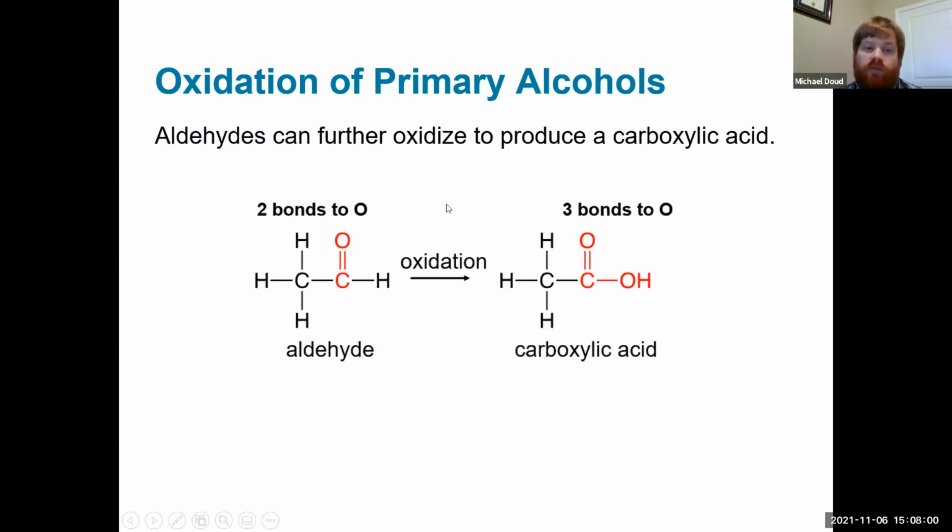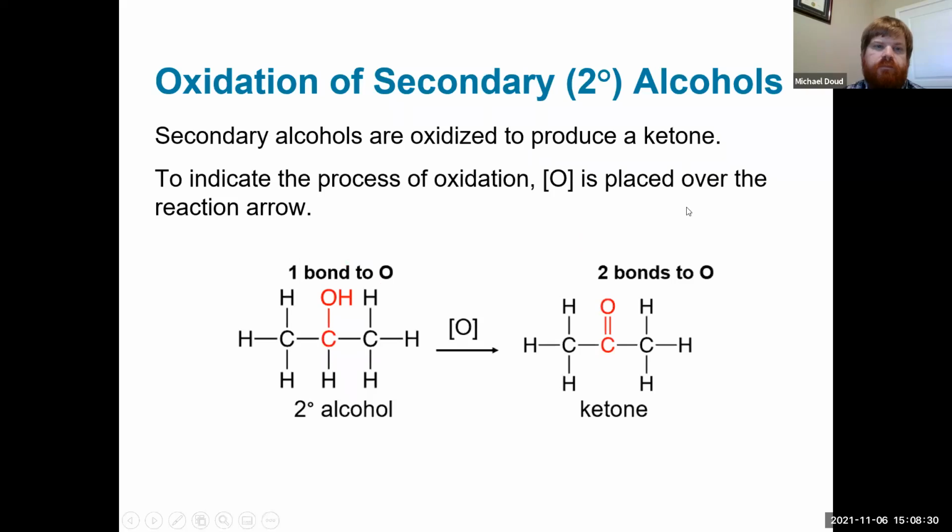Now, if you were to further oxidize this aldehyde, aldehydes can be oxidized further to a compound that we'll call a carboxylic acid. We have a full chapter on carboxylic acids, not next chapter, but the one after. So we'll talk about them a lot. There's a lot of properties that are really important for it. But for now, we just need to recognize the name. And here we go from 2 carbon-oxygen bonds to 3 carbon-oxygen bonds. We have a double bond here and a single bond here. So clearly we oxidized again into this carboxylic acid. Okay, now that's for primary alcohols.